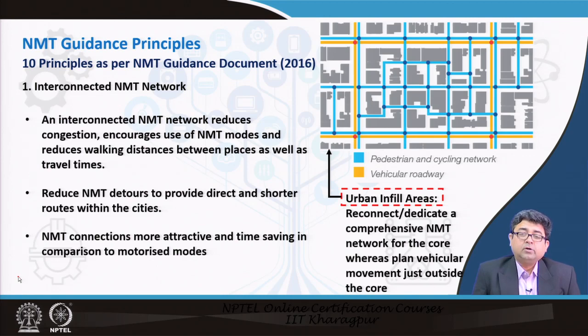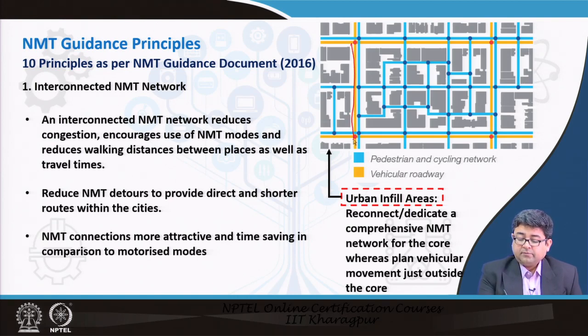When you're trying to walk from your home to the nearest bank, and you see that there is a footpath near your house, but as soon as you reach closer to the bank, the footpath disappears, right? So that is discontinuous infrastructure. That is not an interconnected network. If you have such kind of discontinuous networks, then people will not walk or bicycle or use any other forms of non-motorized transport.